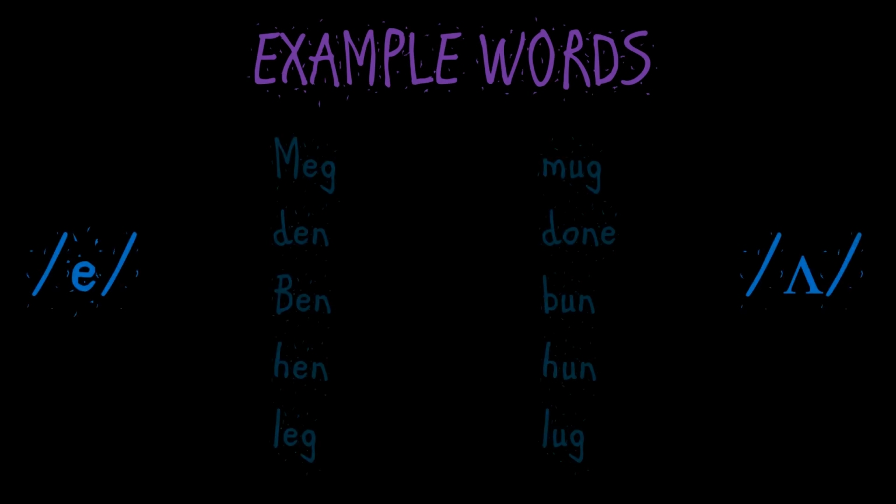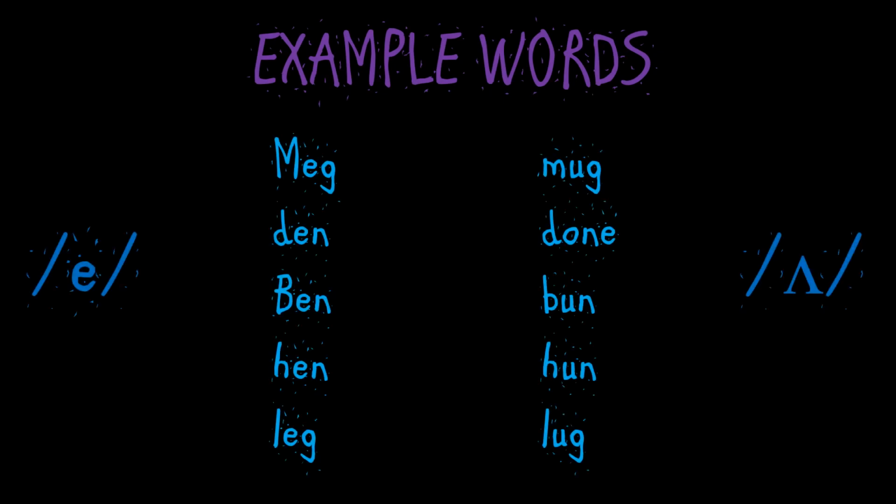Our final set of examples then. Meg, mug. Den, done. Ben, bun. Hen, hun. Leg, lug. And we've got another example on this slide with the word done, where we're actually spelling this with the letter O. So it's just worth noticing that.